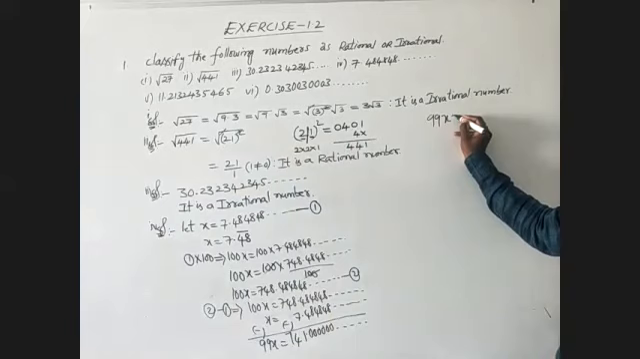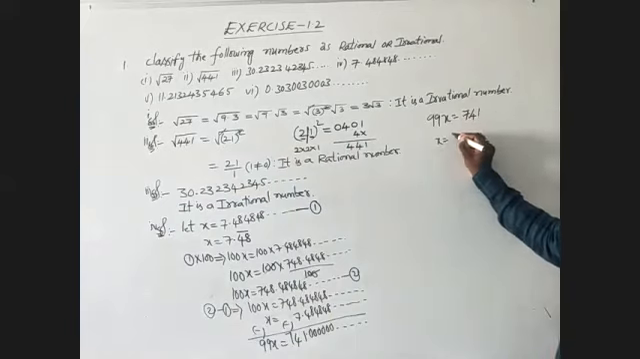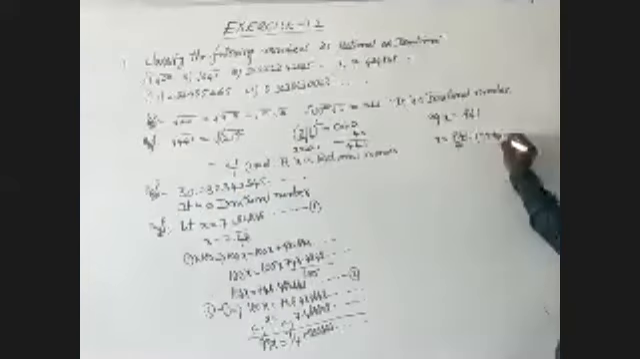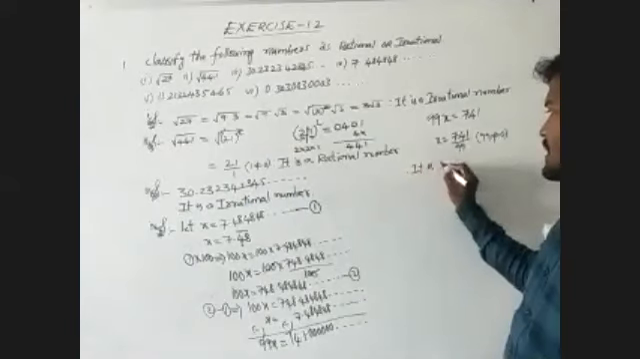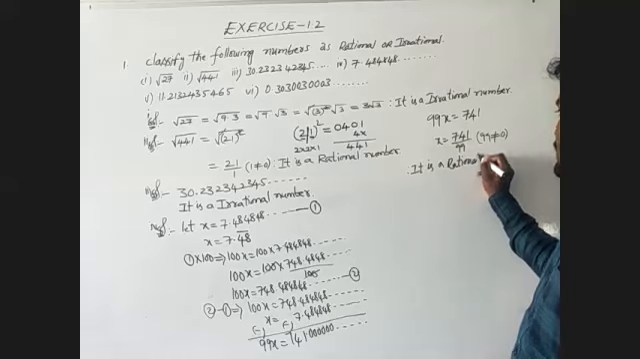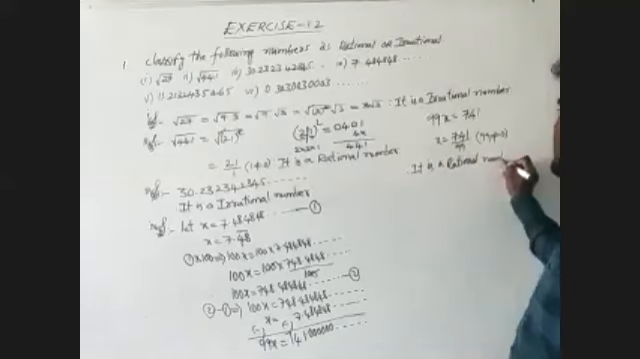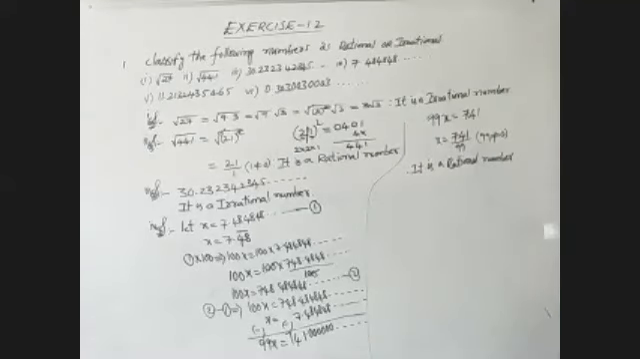So 99x is equal to 741. Then x is equal to 741 by 99, where the denominator 99 is not equal to 0. It is a rational number. Now I am going to the next problem, that is the fifth one.